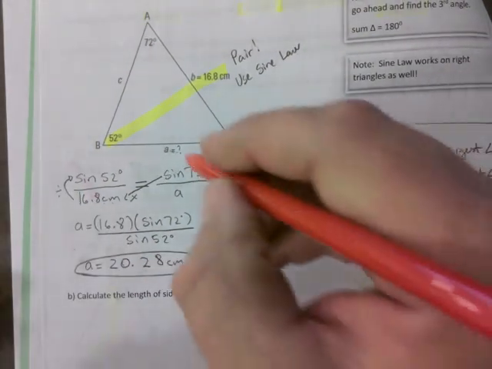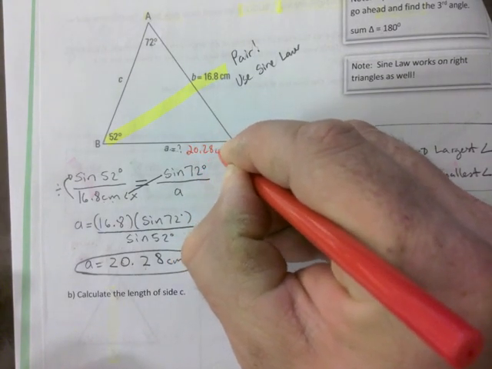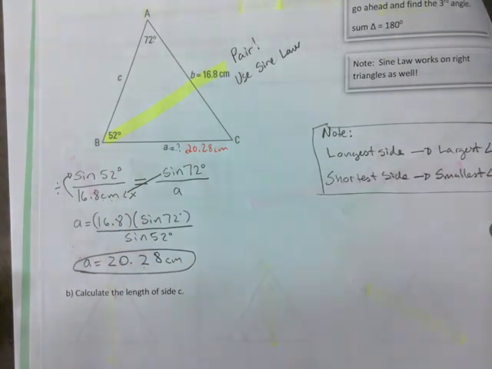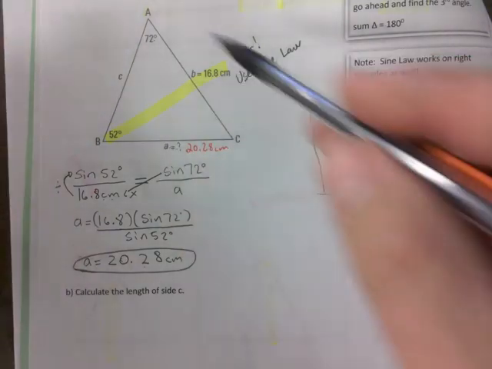I'm going to take the 20.28 and just write that in with a different color, because now I know what this is. Okay, it's important because sometimes you want to continue solving for everything else.